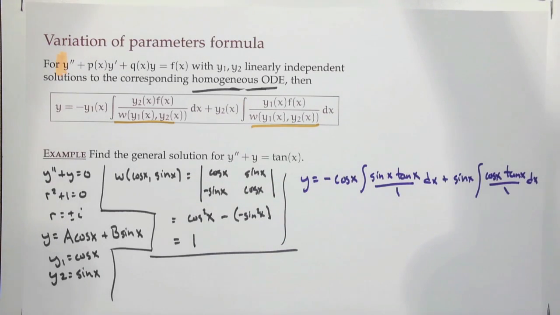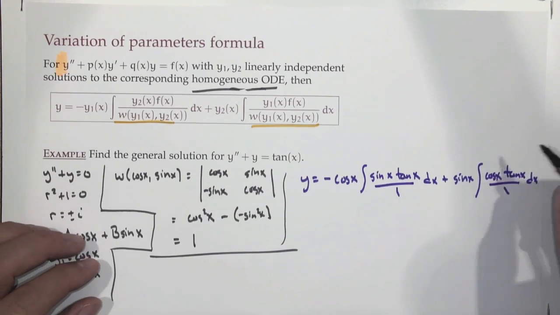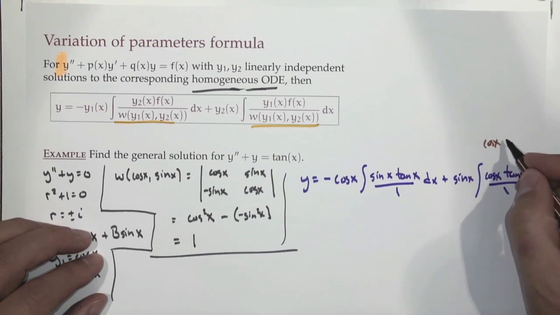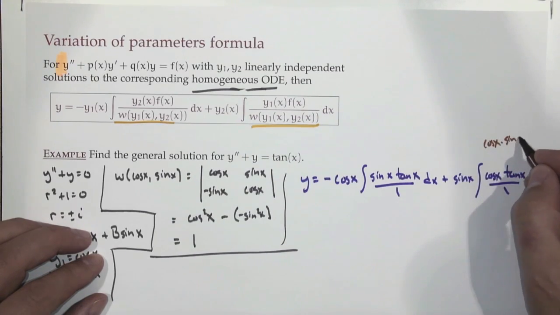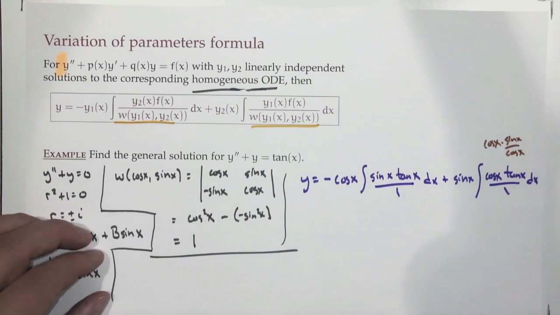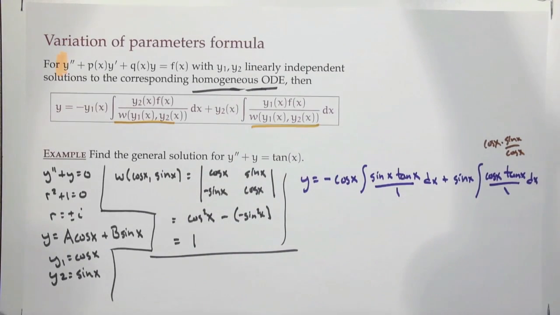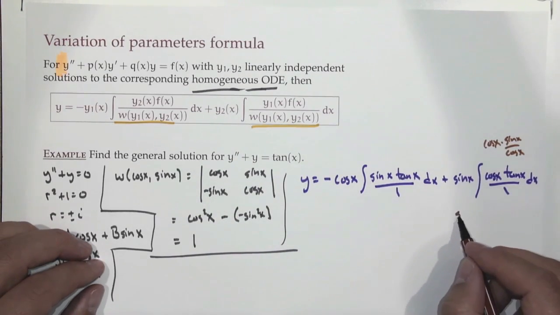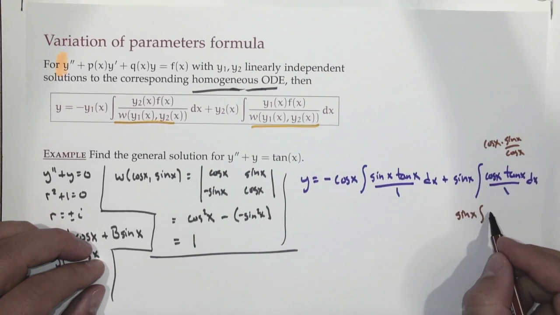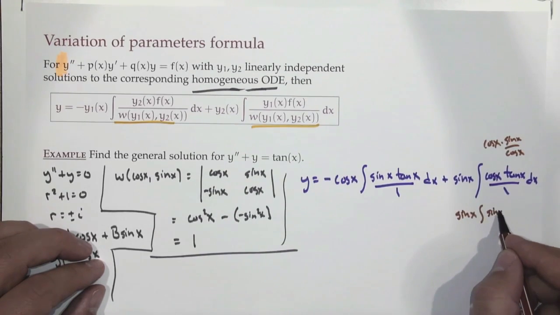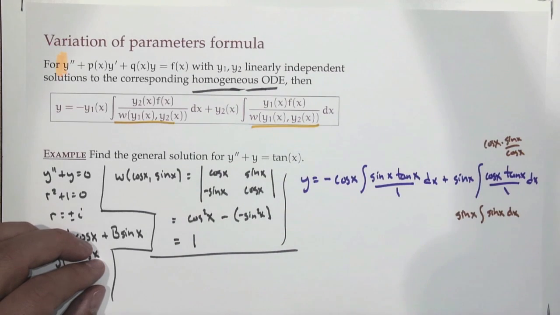What's another way to say tangent? Sine over cosine. Okay, so if I have cosine and I times it by sine over cosine, what does that leave us with? We're left with sine. So this becomes the integral of sine. What's the integral of sine? It's negative cosine, yeah. So we end up with minus sine x cosine x.